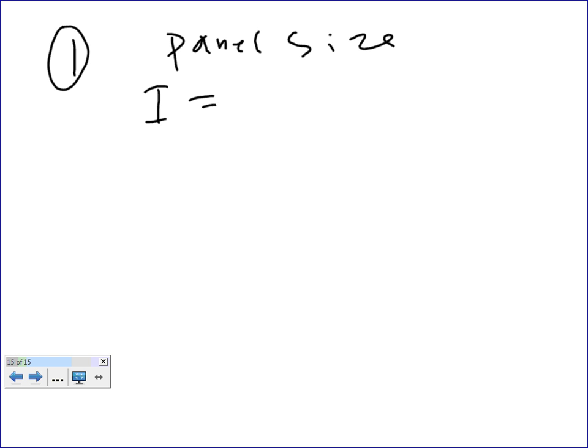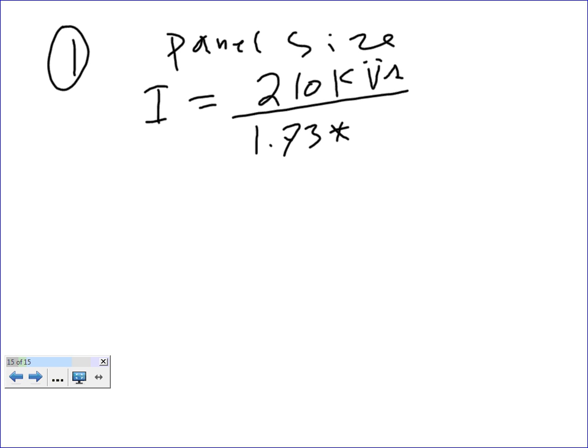Okay, let's go. Number 1. What was number 1? Panel size. Panel size, I equal. What was the size that I gave you guys? 310? 210. I thought 310. You guys lying to me. 210 kVA. Divide this by 1.73. What's the voltage? 208. Thank you.